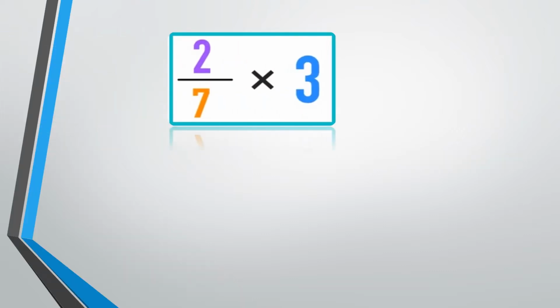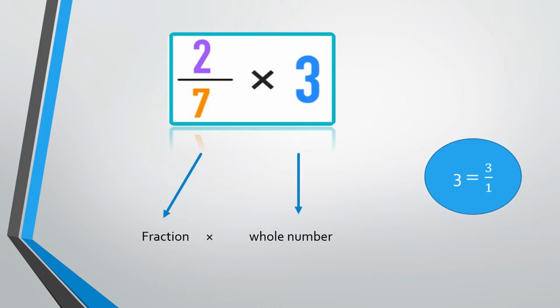Let's start with the first example, 2 over 7 times 3. As you already know, 2 over 7 is the fraction and 3 is the whole number. Keep in mind that if I want to change 3 into a fraction, it is equal to 3 over 1, because when dividing a number by 1, it stays the same. In this case, I'm dividing 3 by 1. It is equal to 3.